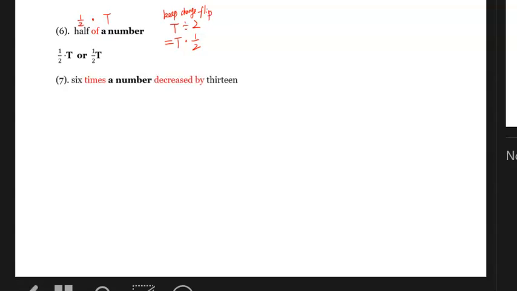Next, we look at 6 times a number decreased by 13. So we follow the order. 6 times a number is 6t, and decreased by 13 which means minus 13.